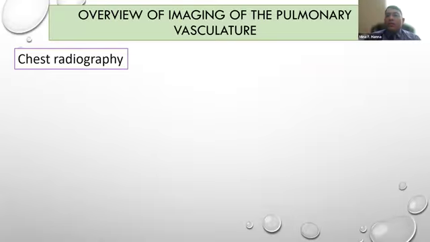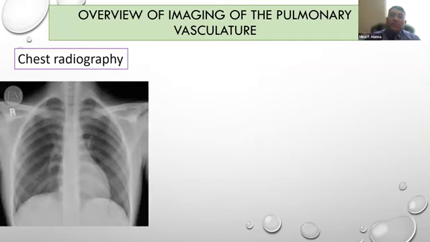How to image the pulmonary artery. Now we understand the anatomy, how the division happens, what the main supply to the lung is, and how to image these pulmonary arteries. So first, and the most common, is chest X-ray. Though it's not so specific, it gives us an idea about the pulmonary circulation. Are they normal or are they prominent?